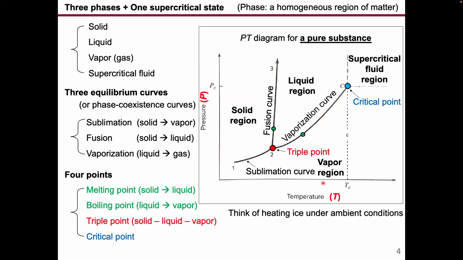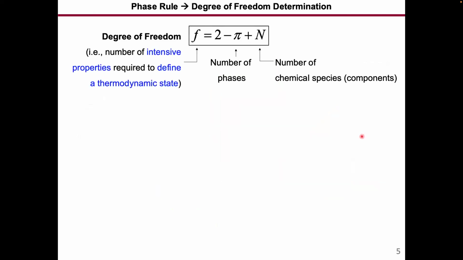All right, so that is the typical phase diagram, how you understand the PT diagram for phase changes. You can imagine heating ice under ambient conditions, let's say 1 atmosphere. You go through ice, which is a solid, and then it goes to liquid once all the ice melts. Then the liquid hits the boiling point at 100 degrees C until it all vaporizes into water vapor, okay?